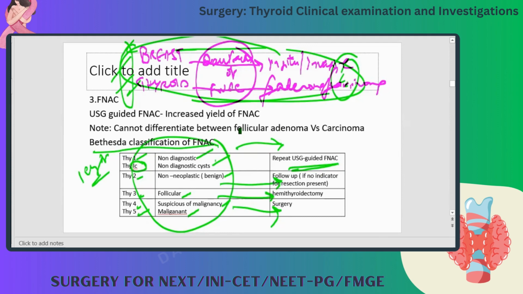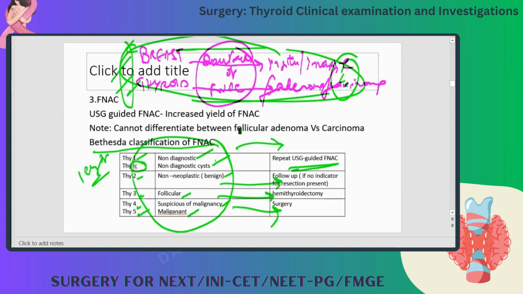So 2 is benign. 5 is malignant. BI-RADS 2 is benign. BI-RADS 1 is negative. BI-RADS 5 is malignant. In the same way, this is also almost the same. And what to do if thyroid comes, what to do?